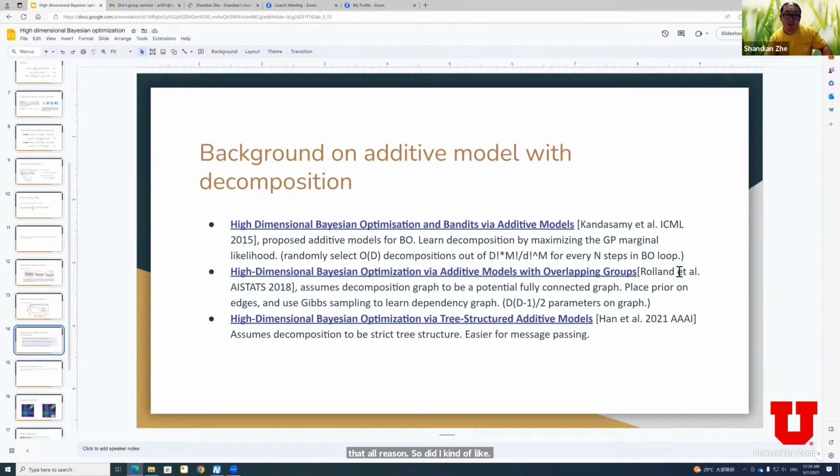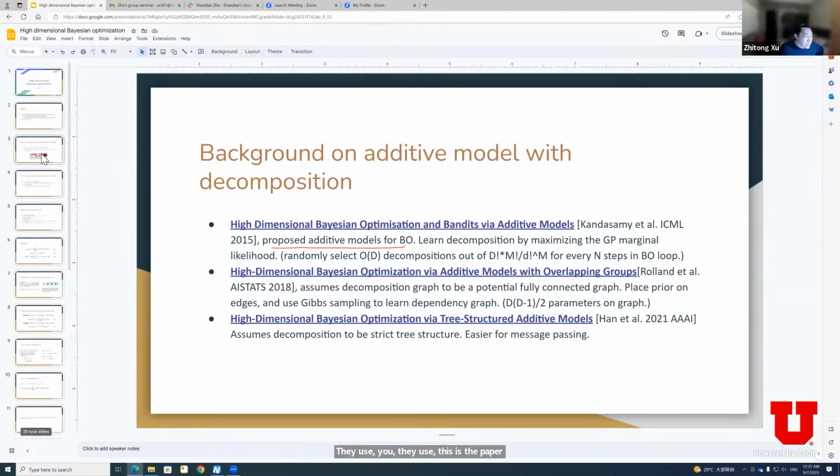I mean, from the text you posted here, it proposed additive models for BO, right? Yeah. That means it assumes that the GP has the additive structure in the kernel. And then they use, say, Thompson sampling or EI to perform BO. Is that true? They use UCB. This is the paper. Okay. Yeah.